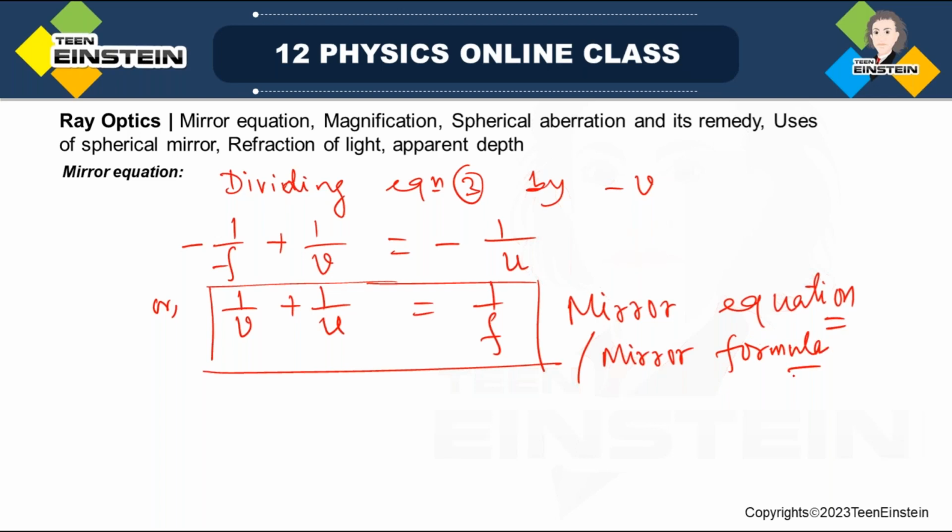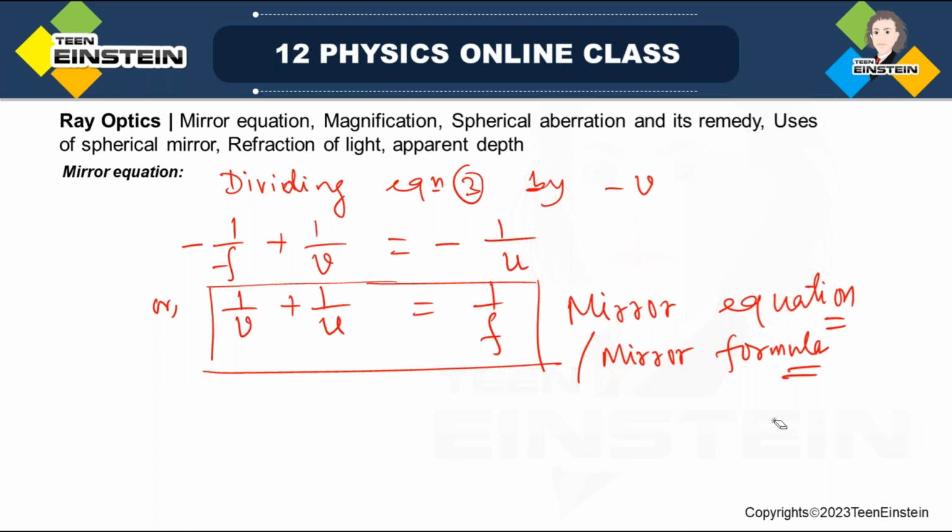As we progress in this chapter, we will learn a similar kind of formula for lenses also while studying spherical lenses. In that case, it will be 1 by v minus 1 by u is equal to 1 by f. This is the lens maker's formula, or lens formula. This is the formula for the lens. You should not confuse yourself.